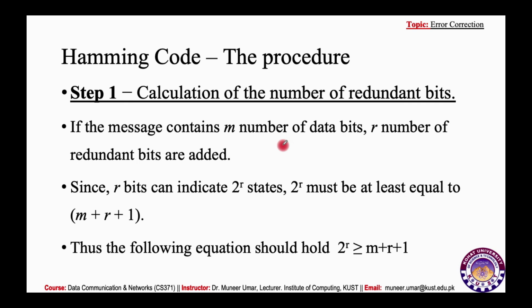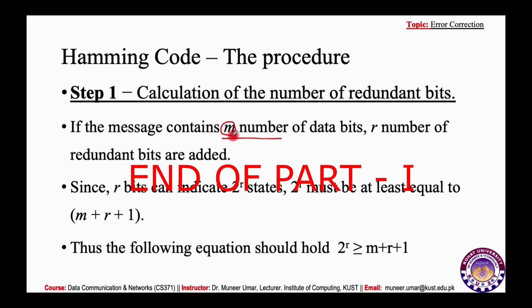Now we are starting with step number 1 in detail. If the message contains M data bits, and R redundant bits are added, M can be 4, 5, 6, 8, 16, 32, any number of data bits. So we must add some additional bits.